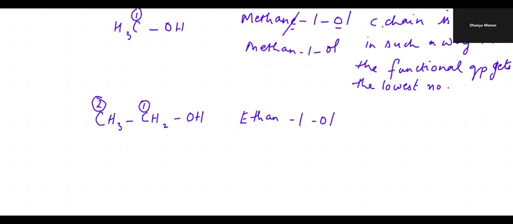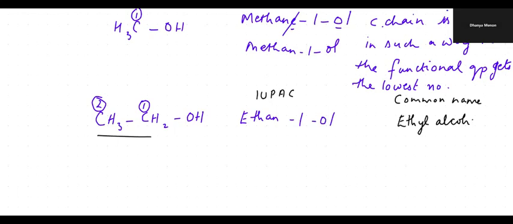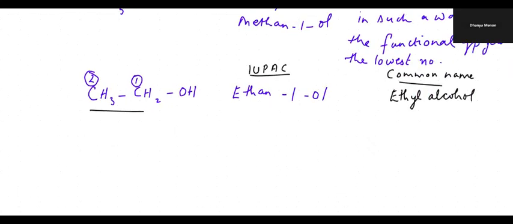And what is the common name for this? This is the IUPAC name. What is the common name? Ethyl alcohol. Usually we call it alkyl alcohol, so that's the general name. This is an ethyl group, so ethyl alcohol.